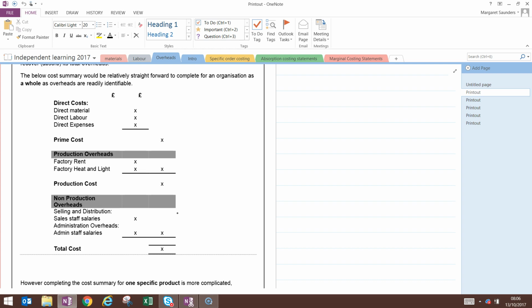However, we may want to know the cost of production for one unit so that we can then work out the selling price for that unit. It then becomes a little bit more complicated, because how are we going to decide how much of the production overhead related to the production of one unit? So how much of the factory rent relates to the production of one unit? How much of the factory heat and light relates to the production of one unit? So we need to find a method of dealing with that. And the method that we use is called absorption costing.